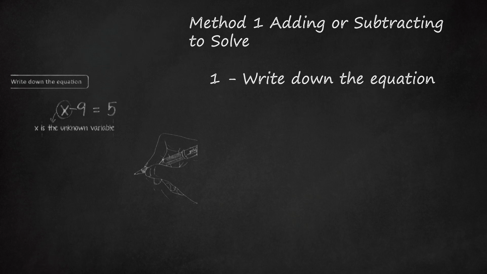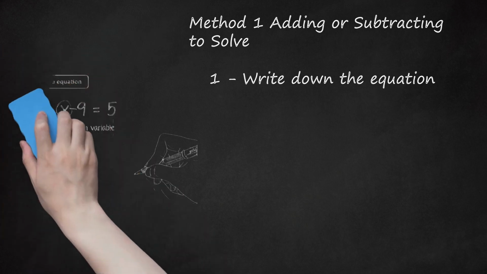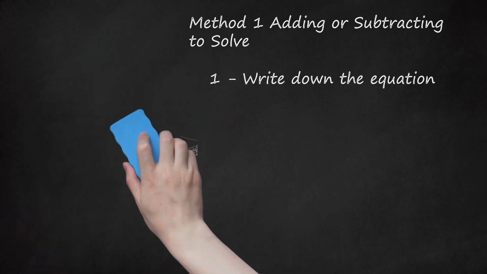For example, you might have the equation x minus 9 equals 5. The variable representing the unknown number is x. When you subtract 9 from the unknown number, the difference is 5.